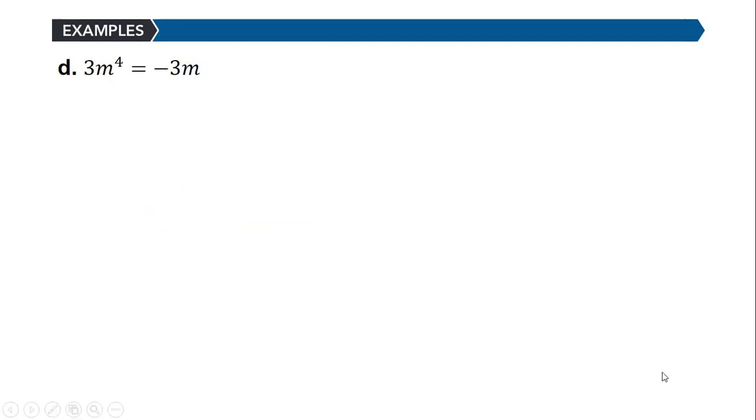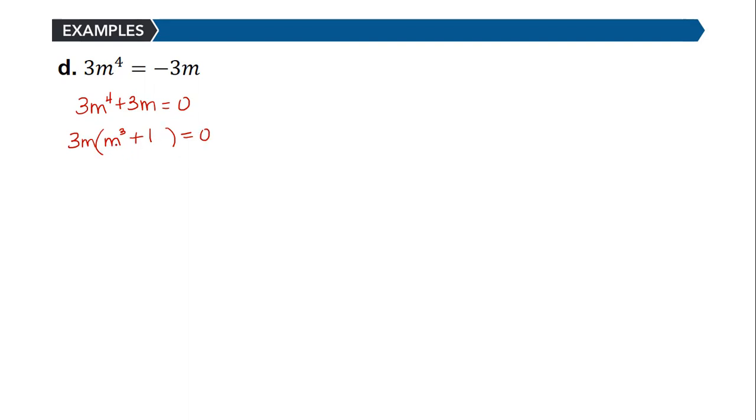Then example D is 3m to the 4 equals negative 3m. So this is a polynomial equation, degree 4. I need to first add 3m to each side to get 3m to the 4 plus 3m is equal to 0. This is a binomial that has a common factor of 3m, so I can factor that out. And when I do that, that leaves m cubed plus 1. Therefore, 3m times m cubed plus 1 is equal to 0.